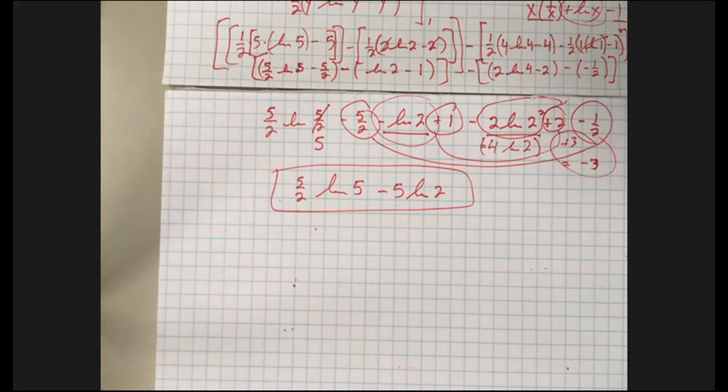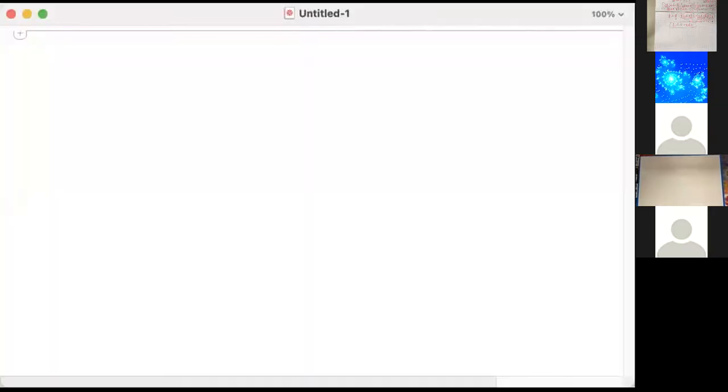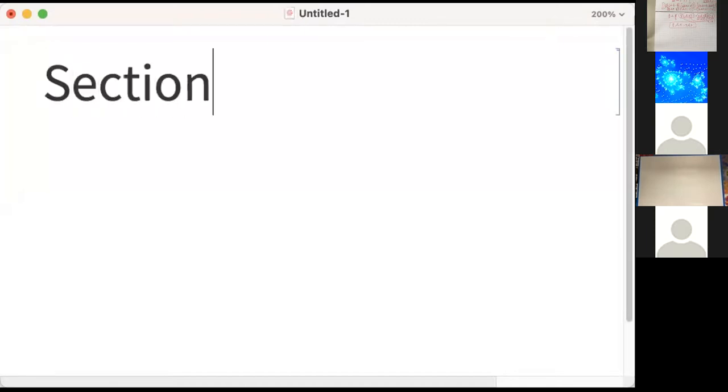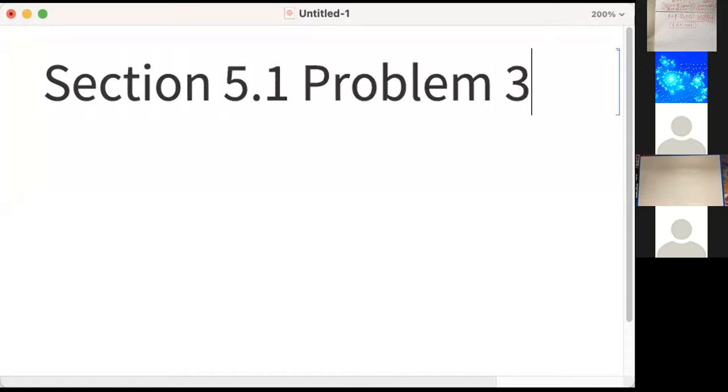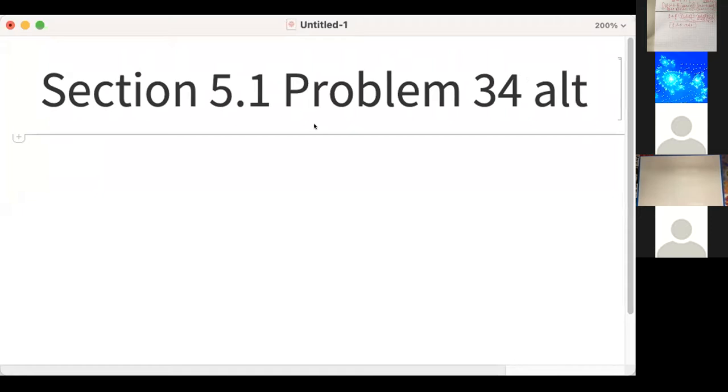I'm coming over here. I'm going to open up a Mathematica window. I'm going to share it with you. And I'm going to bring this over so I can look at it. So let me pump up the values here. And we call this section 5.1 problem 34 alt. I may have the words too large, but we'll deal with that in a second.